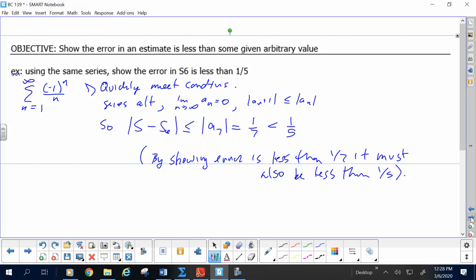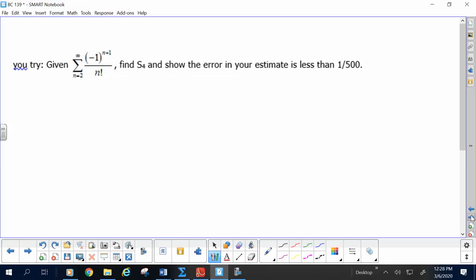Now, you might be thinking, why did they say 1/5? Well, this is very common. They'll throw some arbitrary number in there that'll work, and you might not know where 1/5 is coming from. It's just something that compares well to 1/7. They might have said 1/3, and it would still be true. All right, would you try one on your own, please?